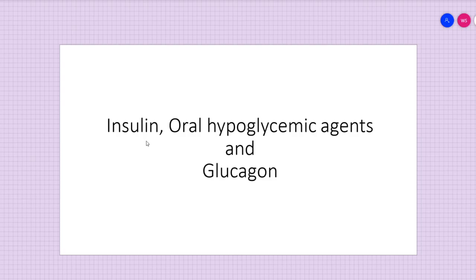Meaning if insulin reduces blood glucose, then glucagon increases blood glucose. So that's why we call it a counter-regulatory hormone. So it makes sense that these three be studied together. And that is precisely what our lecture today aims to do.